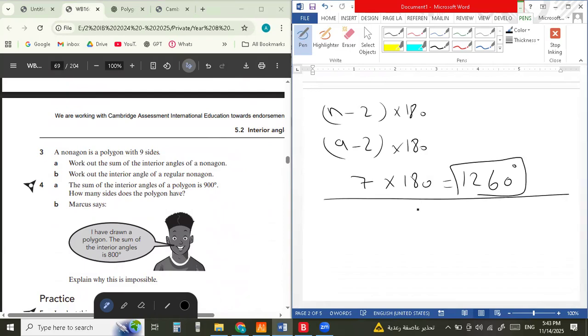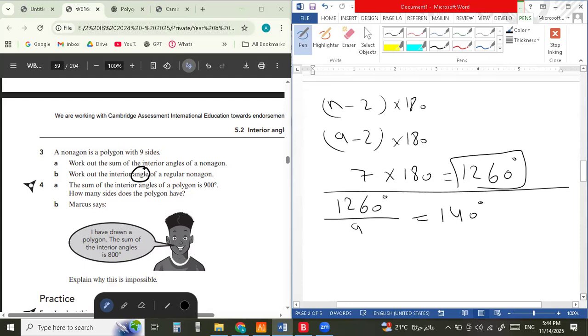Work out the interior angle. They want only one angle of a regular nonagon. It is the same: it's n minus 2 multiplied by 180, over n. N here is 9, the number of sides. So it's going to give you exactly 140 degrees. I did the division mentally. So 140 degrees is the size of one interior angle.